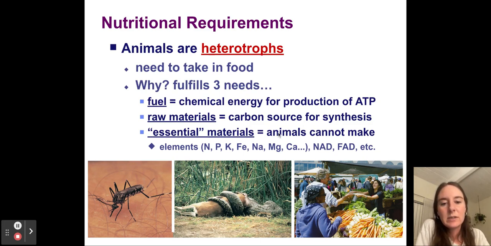And finally, essential materials. So we can't make elements. So we need to take in these elements: nitrogen, phosphorus, potassium, iron, sodium, magnesium, and calcium, and some others in order to make sure our cells are working properly.